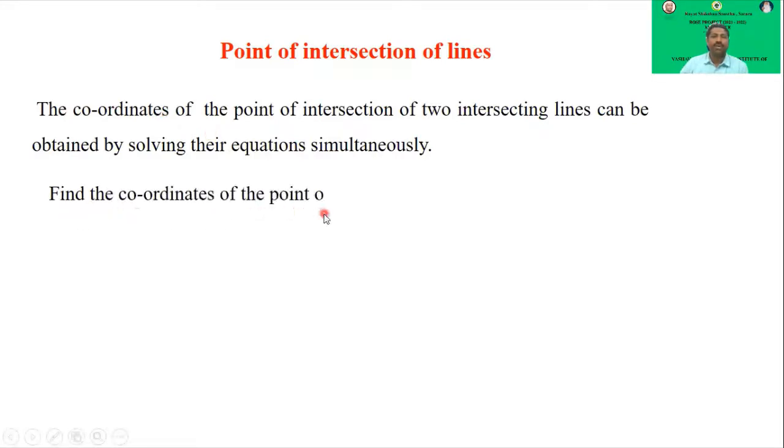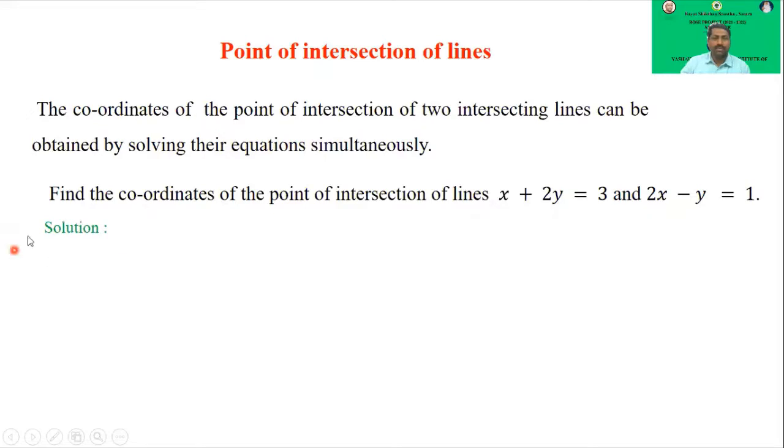Find the coordinates of the point of intersection of lines x plus 2y is equal to 3 and 2x minus y is equal to 1. Now we have seen in 10th standard how to solve these two simultaneous equations. There are different methods: Cramer's rule, method of elimination, and method of substitution.